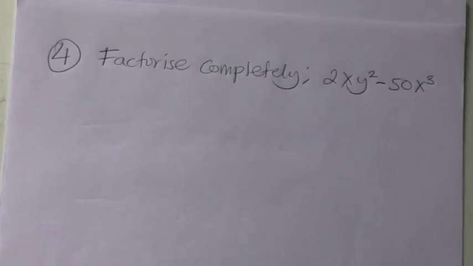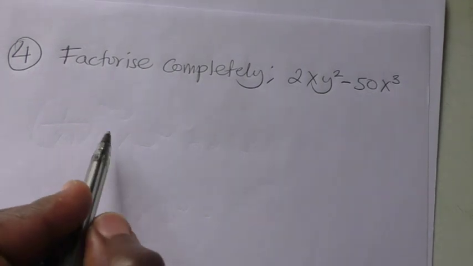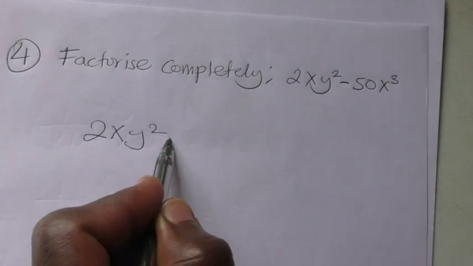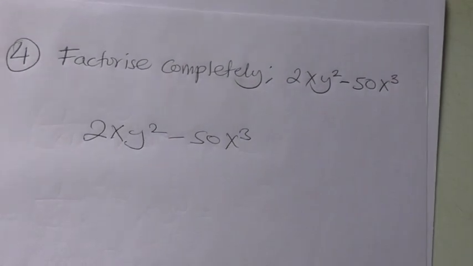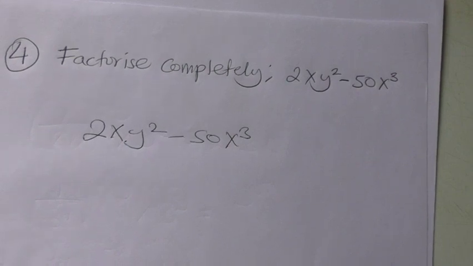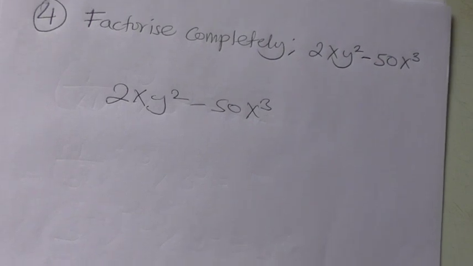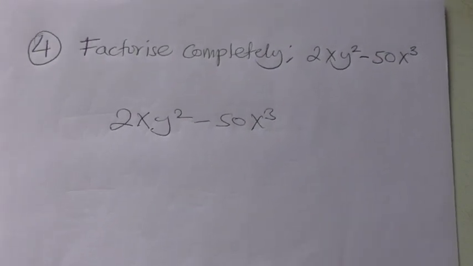Number 4 is requiring us to factorize completely. What we are factorizing is 2xy squared minus 50x cubed. So when factorizing this completely, the first step is to identify the common factors and take them out.